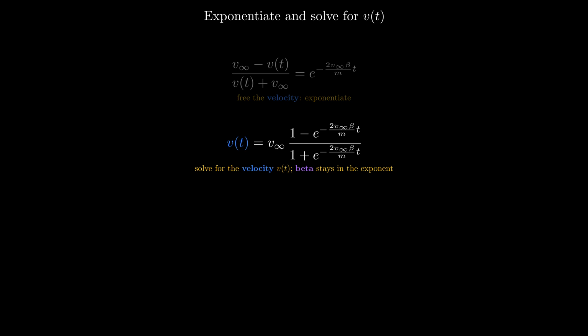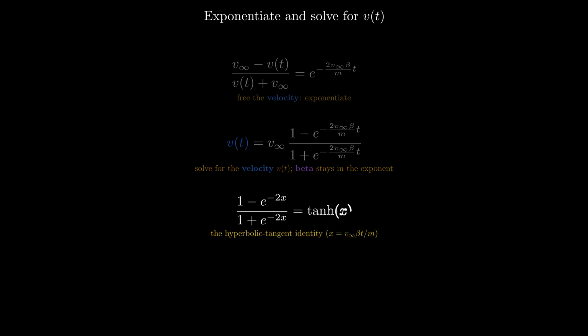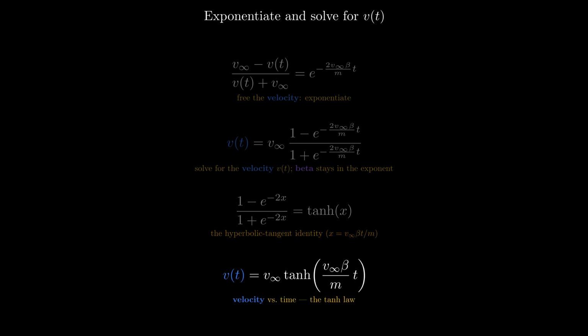That ratio, 1 minus an exponential over 1 plus an exponential, is precisely the definition of the hyperbolic tangent. So the velocity as a function of time is v of t equals v infinity times the hyperbolic tangent of the quantity v infinity beta over m times t.